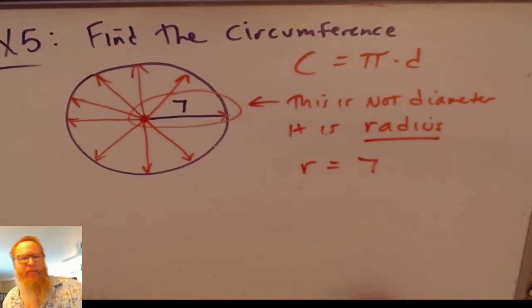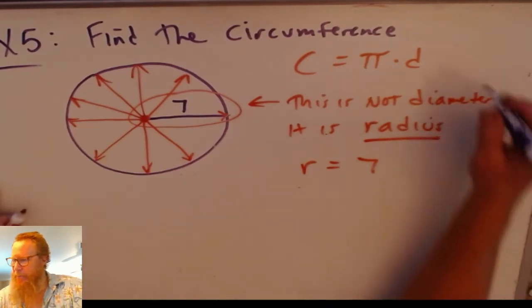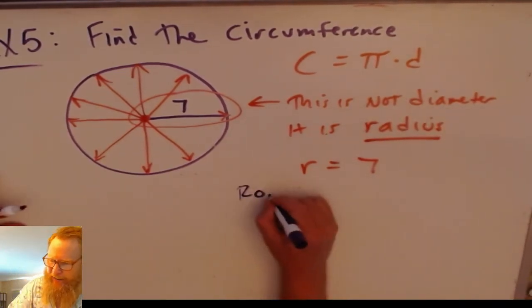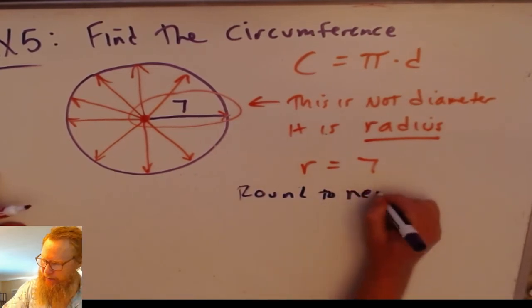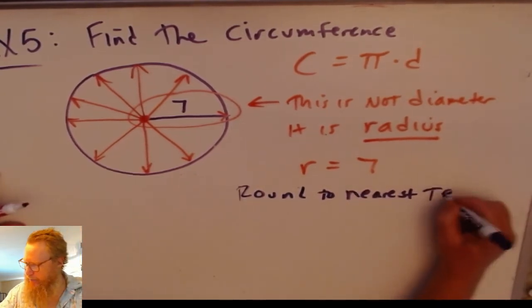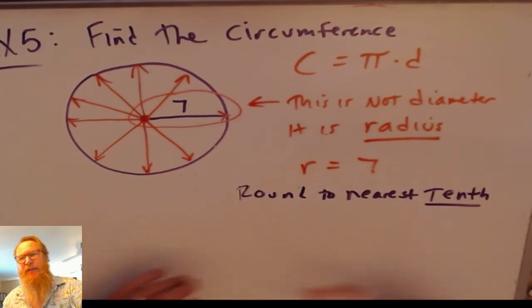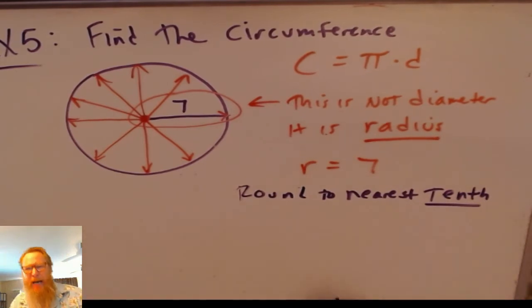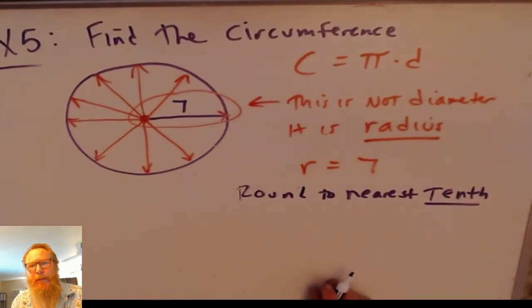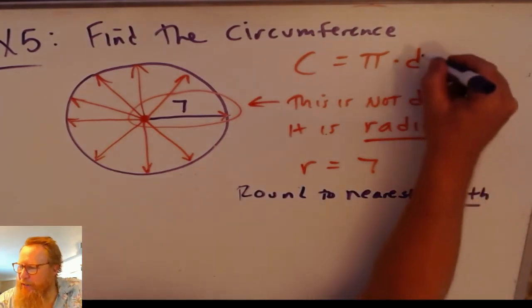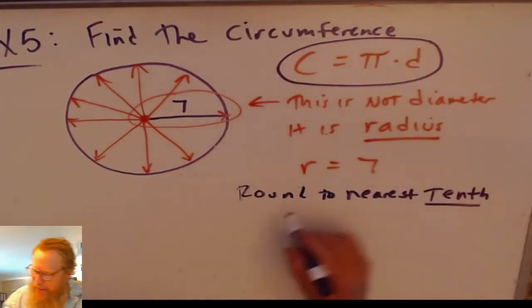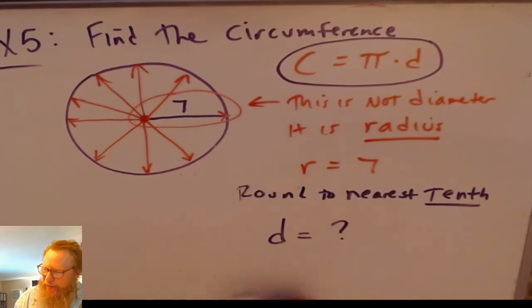They're all 7 units. And I guess we'll round to the nearest tenth. Try to do lots of different rounding so you can see all the different ways that I might ask it. So before we do this formula, we first need to find what d is.